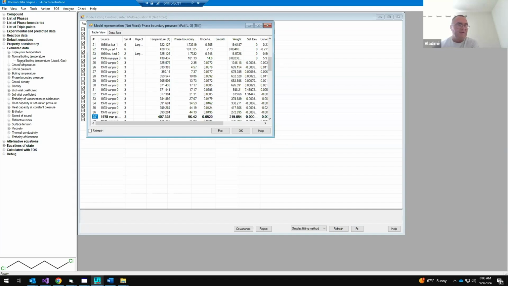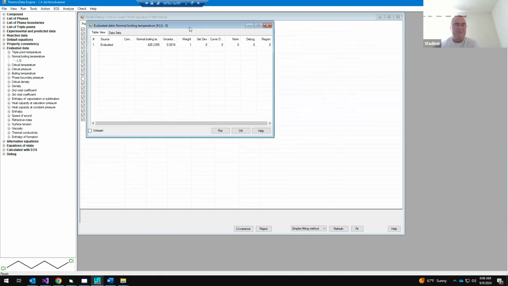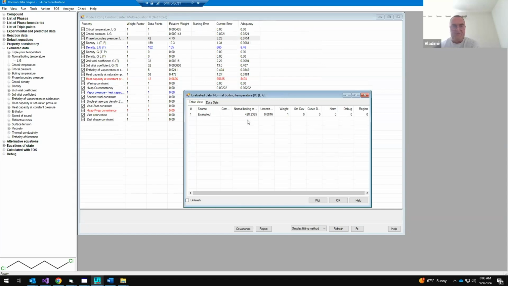if we go to evaluate the data, the normal boiling temperature, which Alla already reported, is 428.24 plus minus 0.08 Kelvin from our evaluation. Again, the uncertainty is a quantity very uncertain itself by its nature, and I would not distinguish uncertainties which are similar. I would just quantify uncertainties stepwise, something like 0.01, 0.1, and so on.